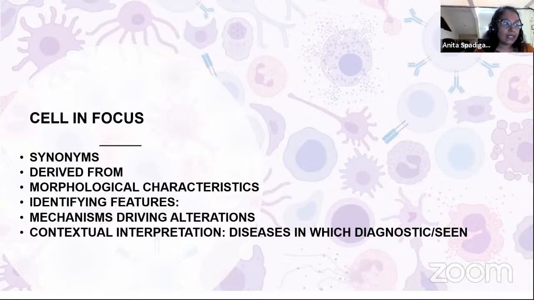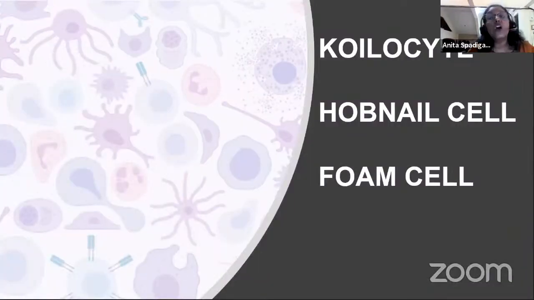So then we look at the points that we will be looking at today when we have a cell in focus. Whichever cell we're looking at, what are its synonyms, where it is derived from, and of course, what are its morphological characters, identifying features, mechanisms which drive those alterations, and the contextual interpretation, that means the diseases in which these cells become diagnostic or are seen.